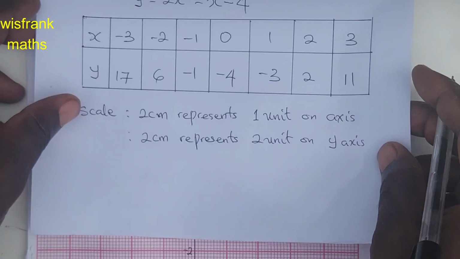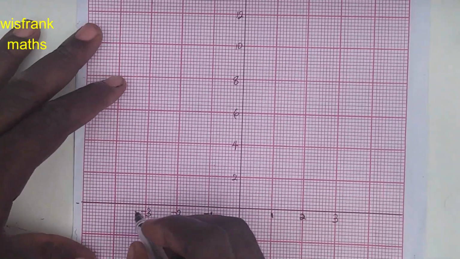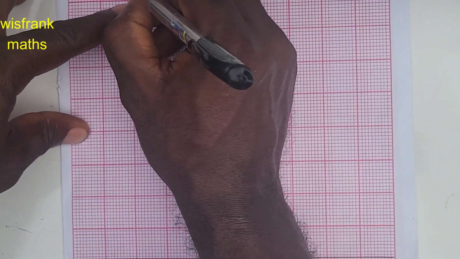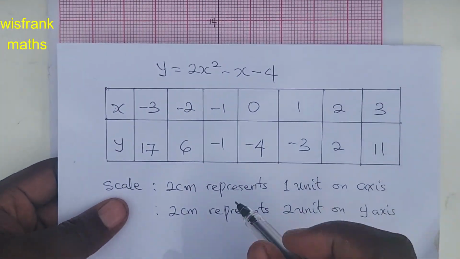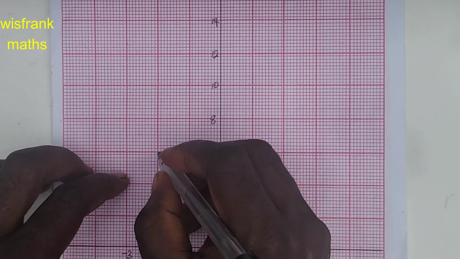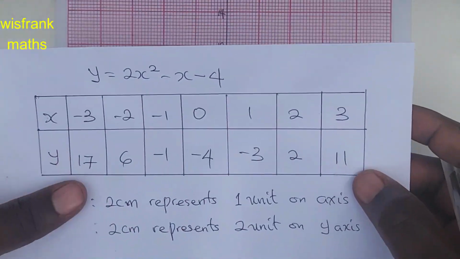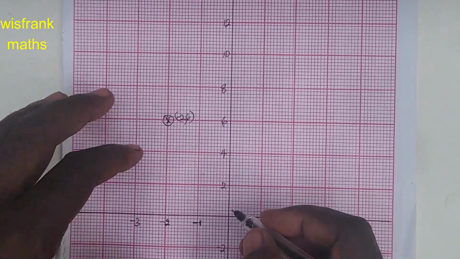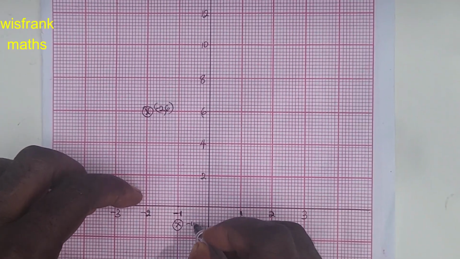So what we are going to do next, for x-axis we have -3, and y-axis we have 17. X-axis -3, which is this line. Then for the y-axis we have 17. So 17 is here. So this point, we have -3 and 17. That's the first point. The second point, we have -2 on the x-axis and y is 6. So we have this point here, -2 and 6. So the third point, we have -1 on the x-axis and -1 on the y-axis. So this is the point, -1, -1.